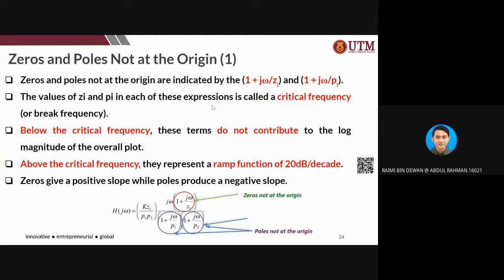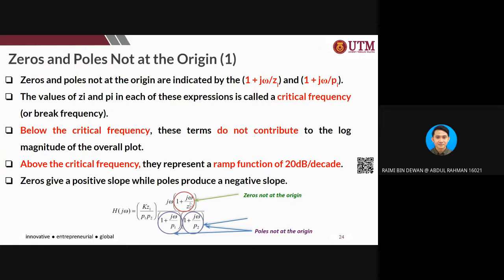You can see there are a lot of names, right? Critical frequency, break frequency, corner frequency. Below the critical frequency, this term does not contribute to the log magnitude of the overall plot. So it must be after it, greater than it. Above the critical frequency, they represent a ramp function of 20 dB per decade. So if you want to plot, we need to consider the value of the term above the critical frequency, not below.